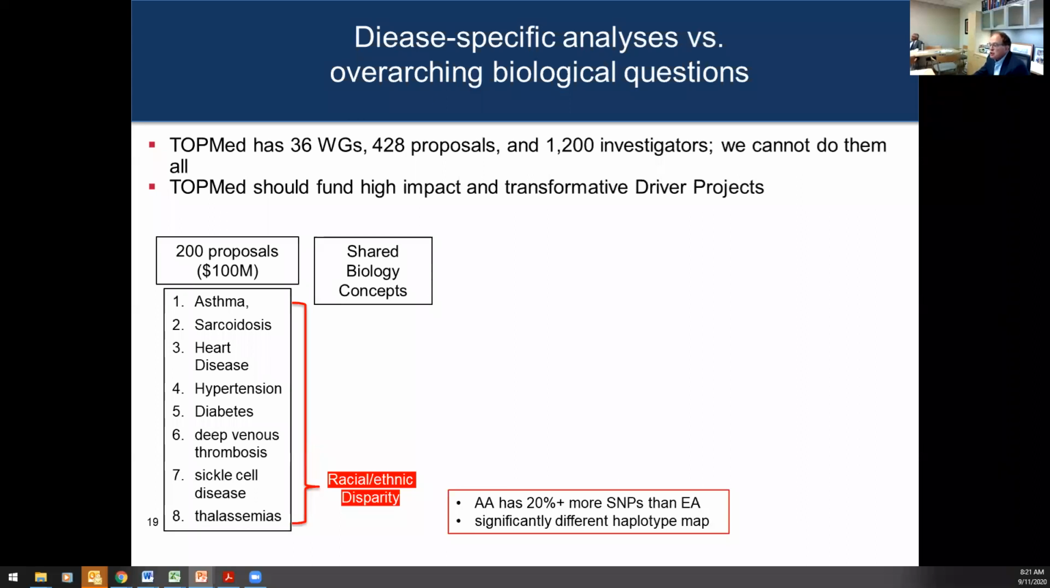And I'll give you one example. It's known for sure that African Americans have 20% more single nucleotide polymorphisms than Europeans, okay? And they have a very significant haplotype map. What does that mean and who cares?